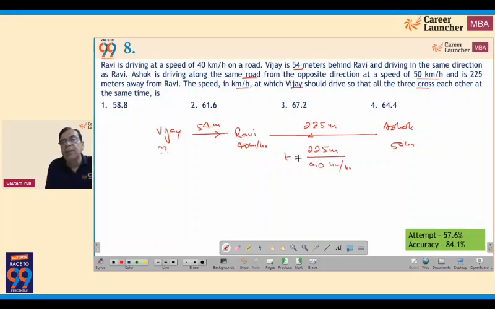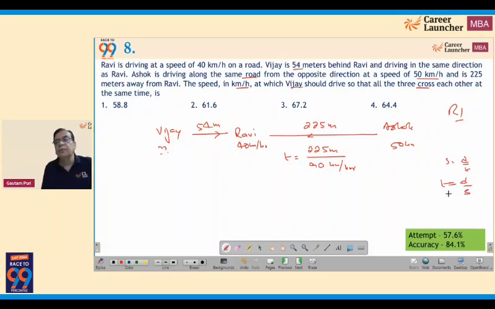This is the time, isn't it? Now you'll say this is in meters, this is in kilometers per hour. Just hold on, nothing will happen. This is my round 1 question, and I'm talking about the basic calculation jugaad. Now, in this much time, Vijay has to cover a distance of 44. After all, speed is equal to distance upon time, or time is equal to distance upon speed.